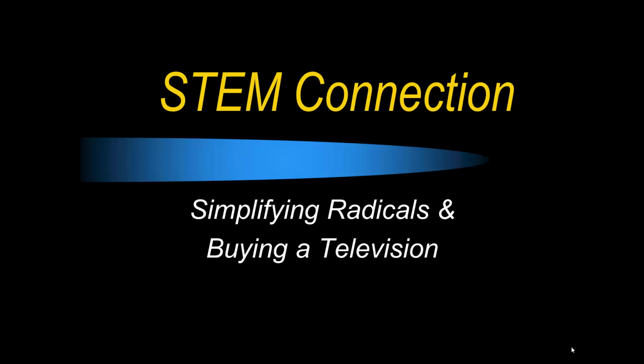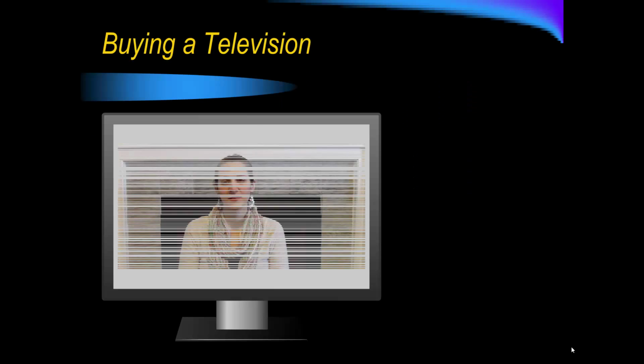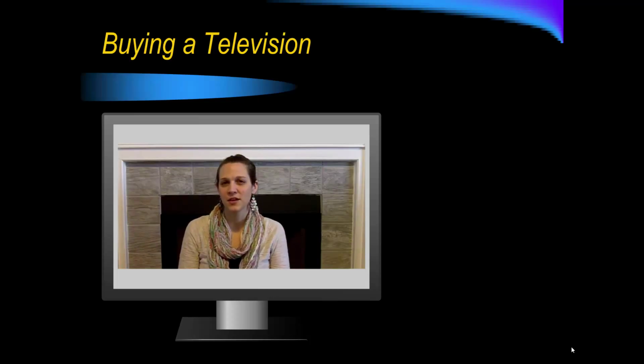This video is the STEM connection video. We're going to look at how simplifying radicals and buying a television relate. When you buy a television and you ask, hey, can I buy a 50-inch screen? What are you actually asking for?